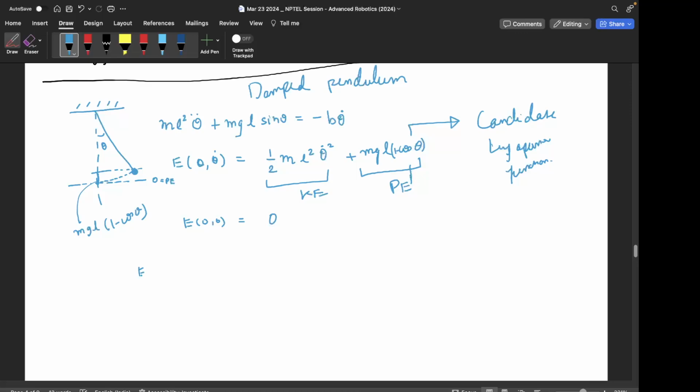Now let's find E dot. How will you find E dot? We can find E dot by differentiating E with respect to the states. Here the state is x equal to theta and theta dot, and f(x). But okay, let's not do it like this.